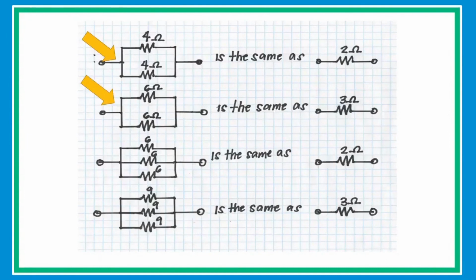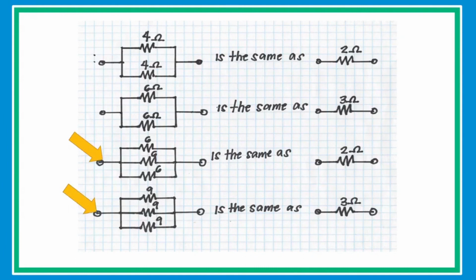In the example, we have two 4 ohm resistors that are connected in parallel. Then the half is 2 ohms. Just the same on 6 ohms resistor, the half is 3. And on the next equation, if we have 3 resistors that are connected in parallel with the same value, just simply divide the value of the resistor by the total number of resistors.